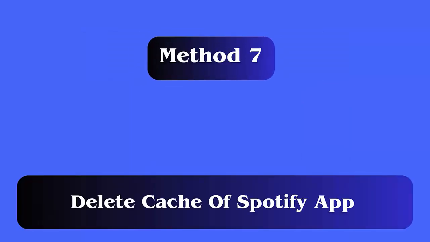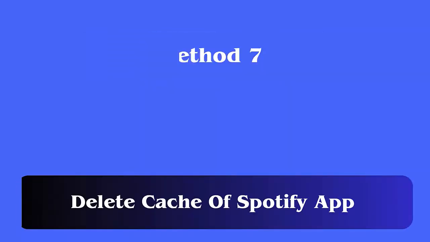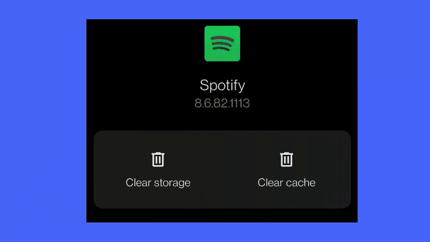Method 7. Delete the cache of the Spotify app. Here are the steps to follow. First, open Settings on your phone and click on Apps. Now, look for the Spotify app and open it. Next, click on the Storage option, then Clear Cache. After that, tap on the Clear Data option.